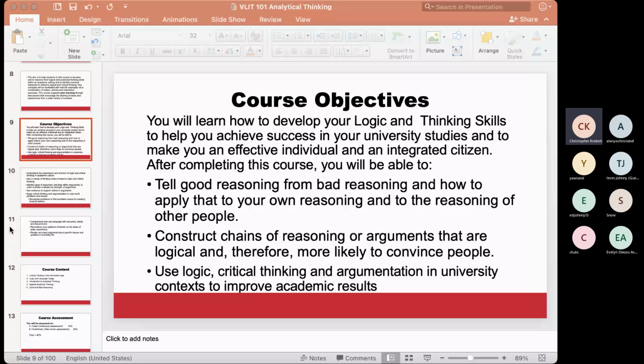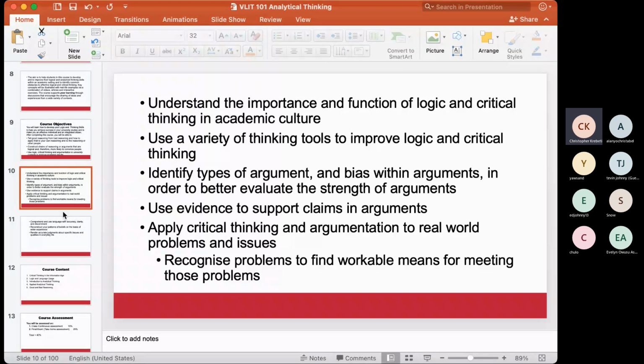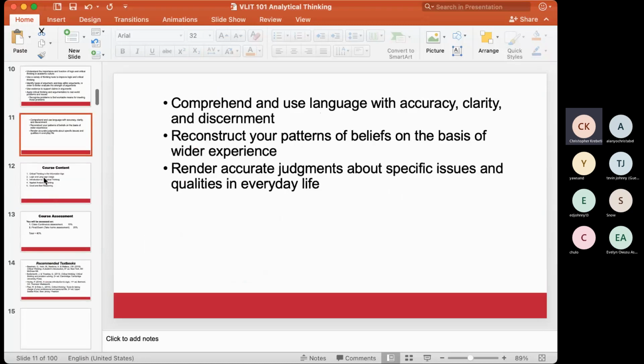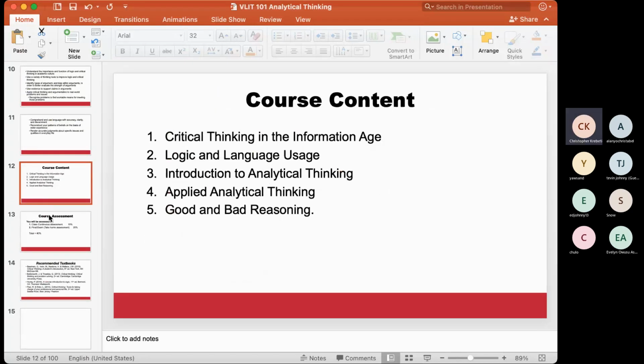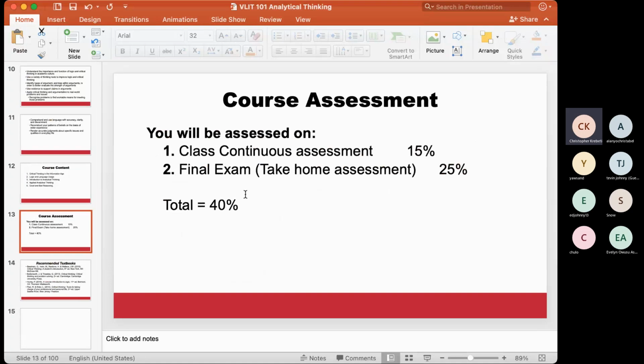These are the areas you would need to focus on, and these are some of the materials you would need to read. I think I've not gotten there yet. The course assessment is next.